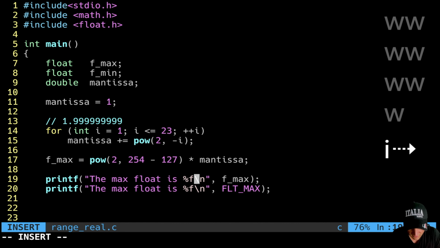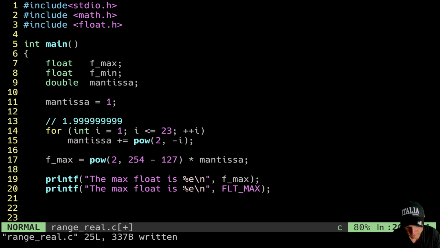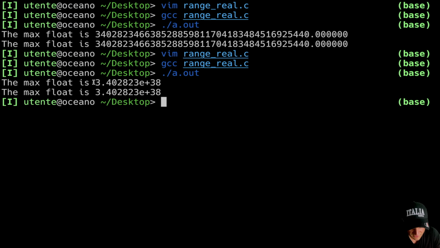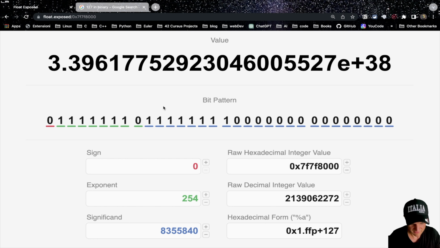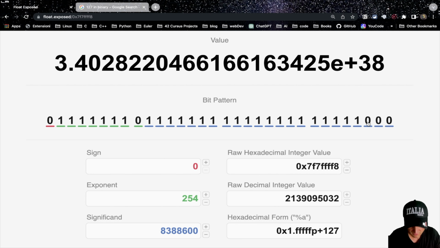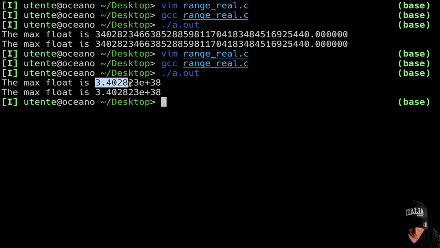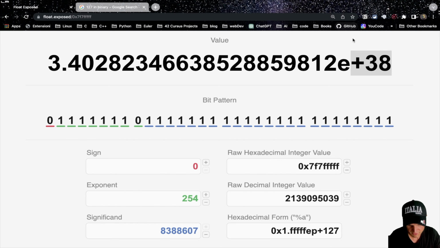This I can write in scientific notation, so it's going to be easier to see. So compile and launch. As you can see, it is the same. So this number elevated to 38. And we get this big boy here. Now, this is the max float that I can represent. Basically, I turn on all the bits in the exponent but the last one. And then I just turn on bits here in the significand, in the mantissa. So we get 3.4028 elevated to 38, which is this one, right? 3.4028 23 elevated to 38.